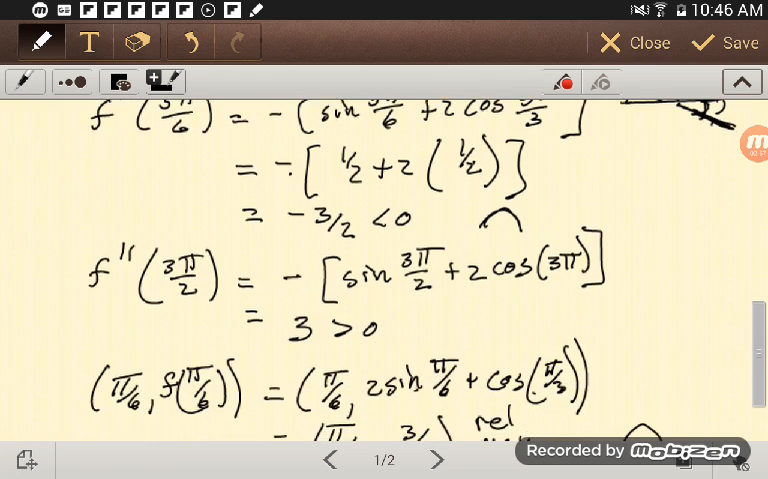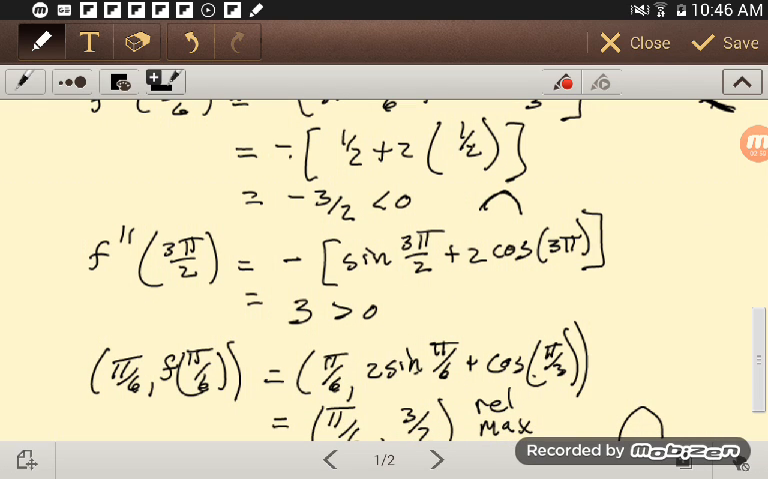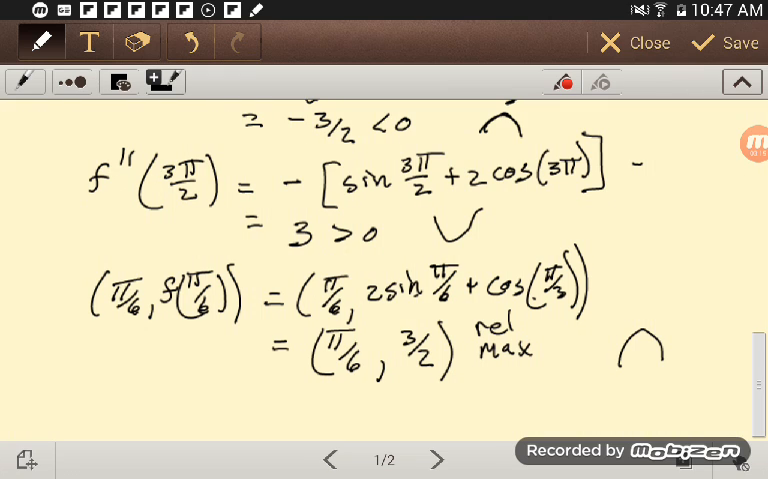And then finally at 3 pi over 2, plugged those in, got 3 because the inside was -3 and then a negative of that, and so this is concave up, so a relative min. And then I actually found those points because it said find the relative extrema. Well, there it is. It's at pi over 6, 3 pi over 2.